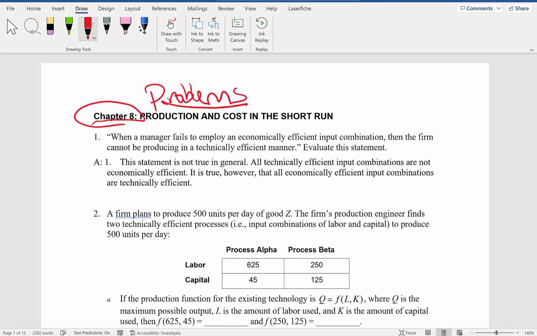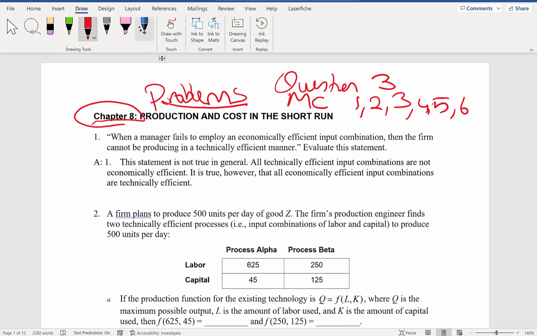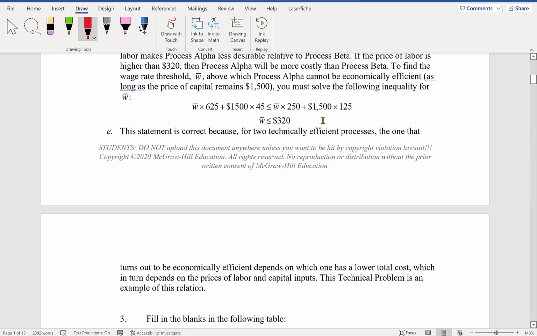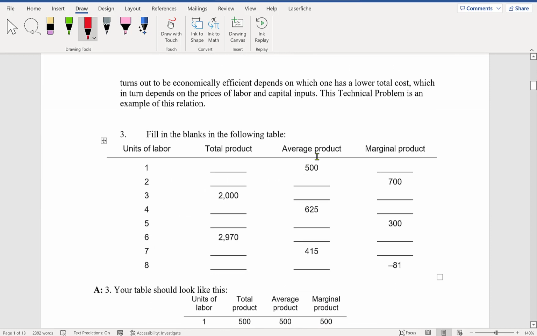So I am going to have a couple of videos recorded, exactly 4 videos. In this video we're going to work on question number 3 and multiple choice questions 1, 2, 3, 4, 5 and 6. In the next video we're going to go over 12, 13, 14 and so forth. Let's get started. So I want to talk about question number 3.